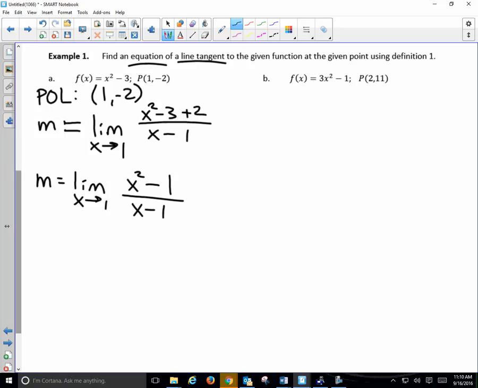We've seen that where you have functions that got a hole right in the middle of it, right? Well, this one has a hole right in the middle of it. How do we find that? What do we do to remove it?